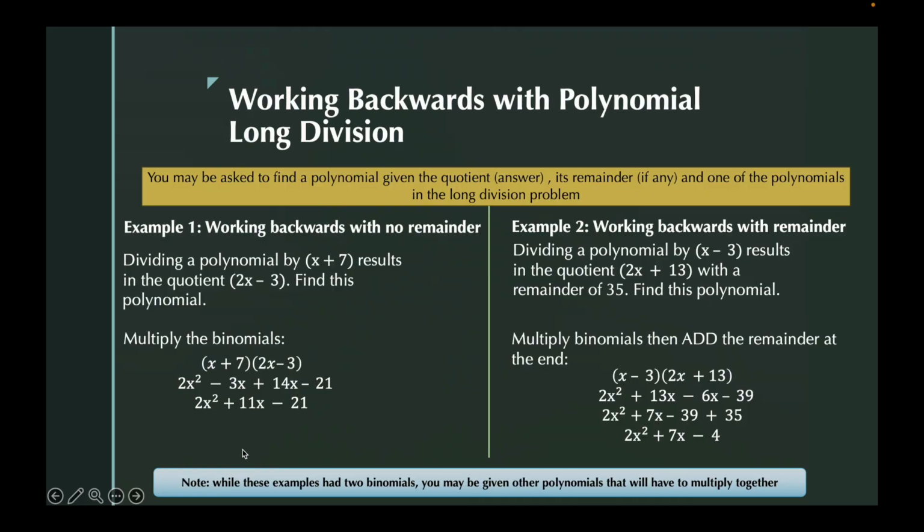So I just need you to understand also that while these examples had two binomials, it's possible that you might be given other polynomials that you will have to multiply together. You're doing polynomial multiplication, and that's okay too, but in this case, I'm just going to stick with binomials by binomials, dividing long division with just binomials.